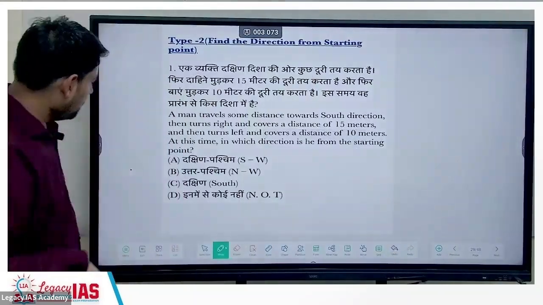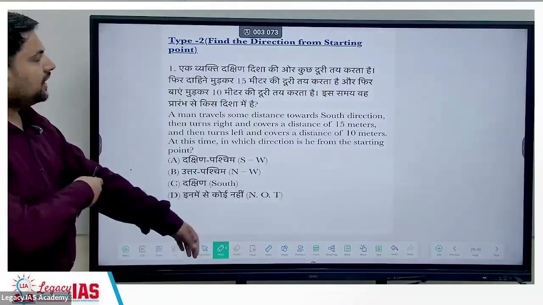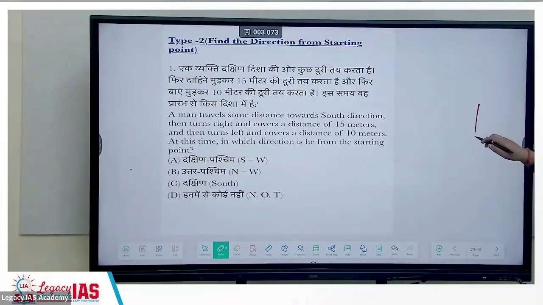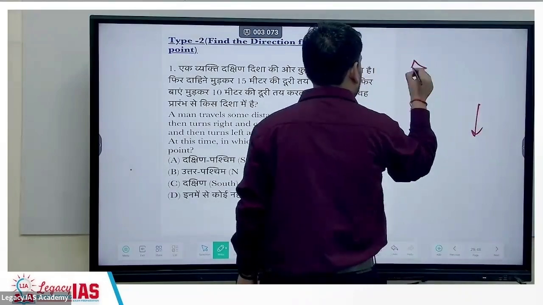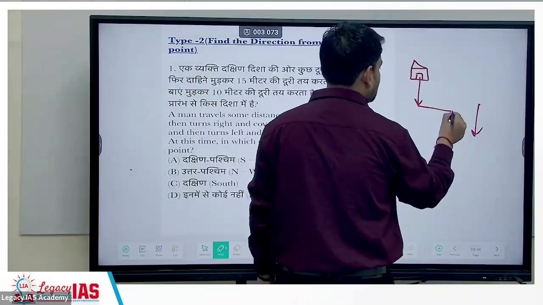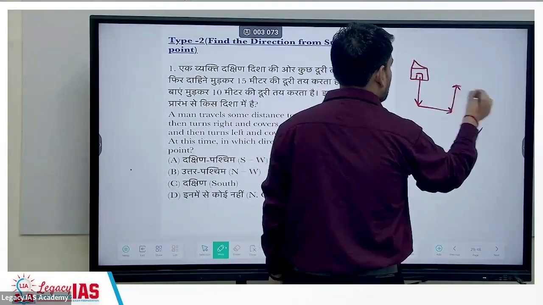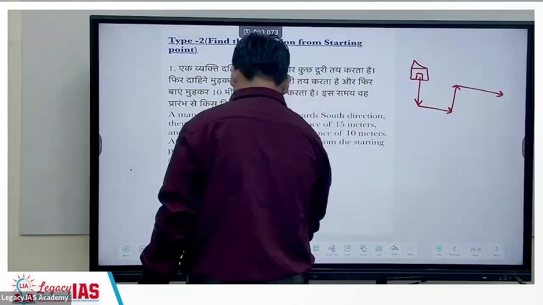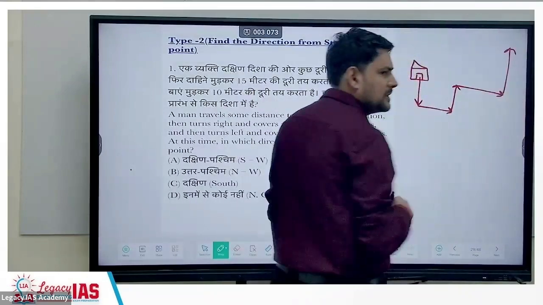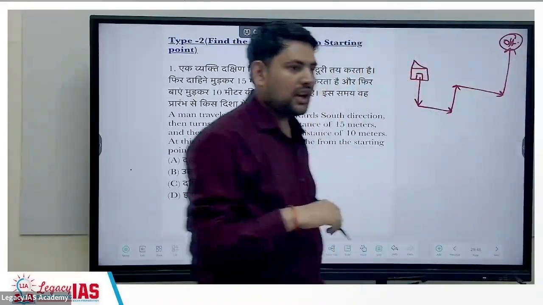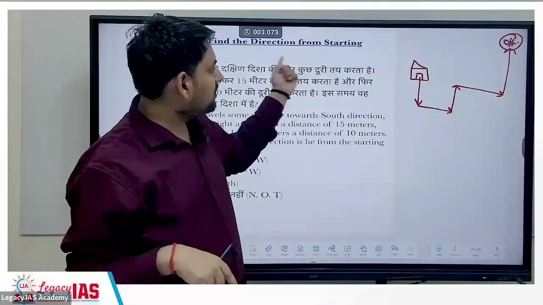See, what we do in this, find the direction from the starting point. In that type of question, what is asked? What is the final direction in which he is facing now? Now what we will do, let's say a person starts from his home and he first moves south, then takes left, then takes right, then moves left. Now you are asked, let's say more left. Now he reaches his office. This is his office. Now what you are asked, in which direction is he from the starting point?